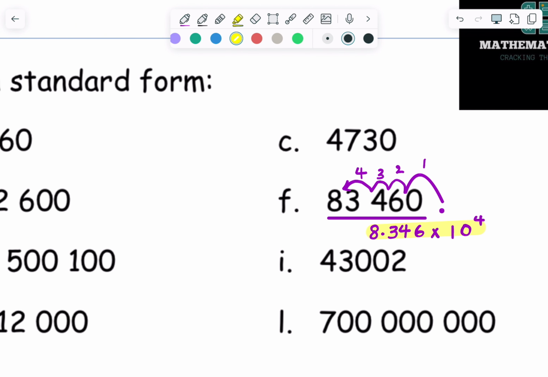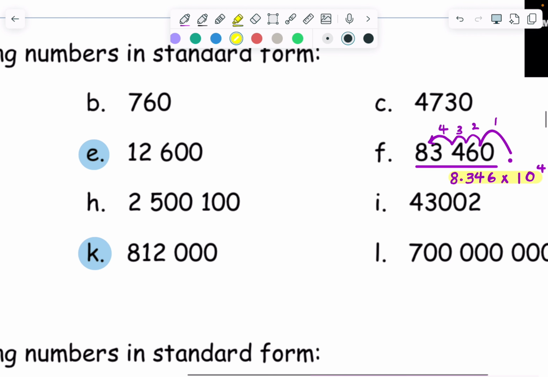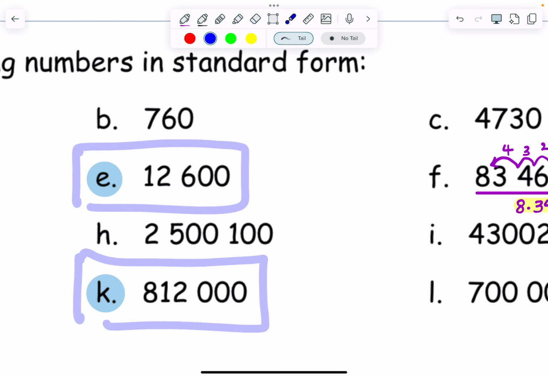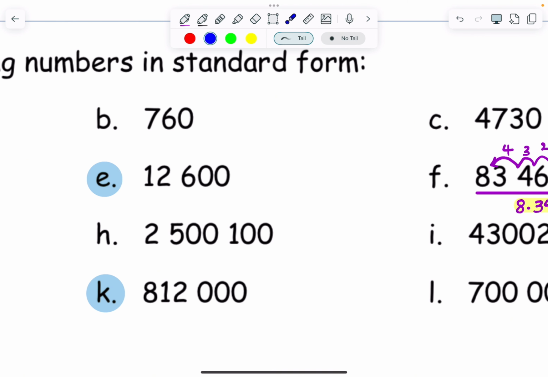Okay, I want you to try two parts. You can give me your answers. I want you to try the E part and the K part, the ones which I labeled and highlighted. Good luck, quickly. And the power is positive because obviously it's common sense: you're making a bigger number into a smaller one. Okay, so the power becomes positive.